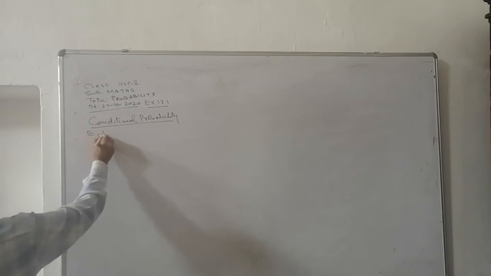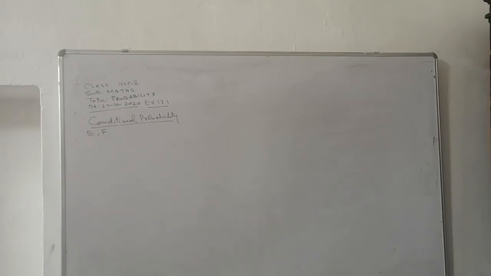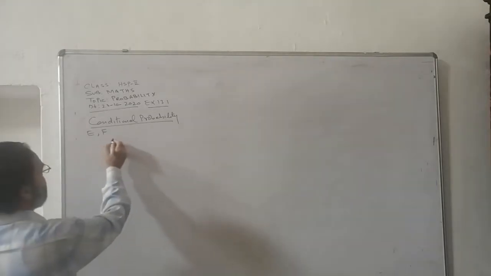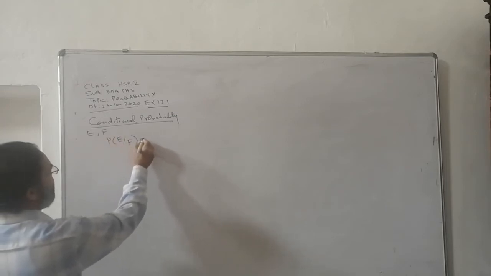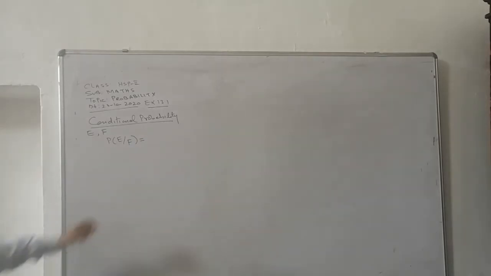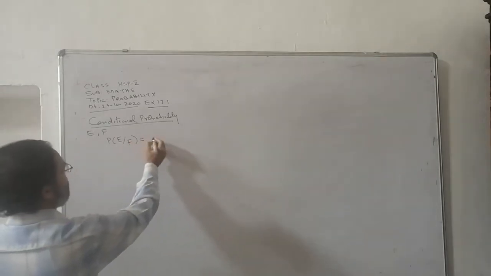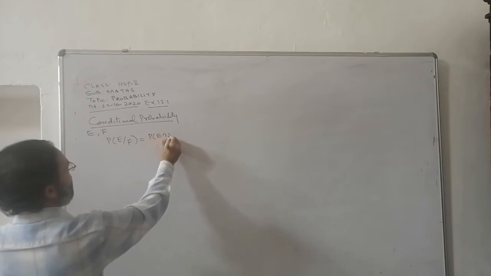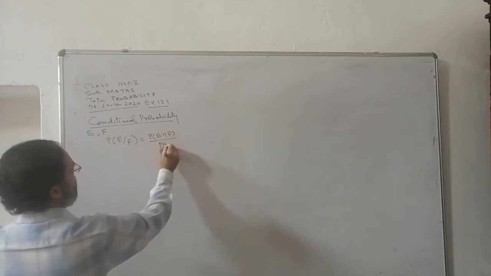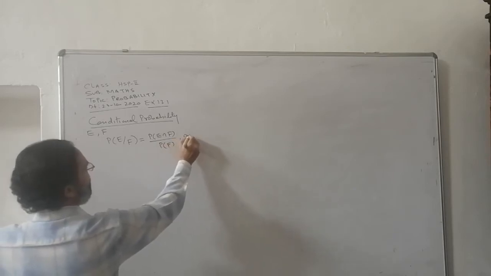According to the definition of conditional probability, if we have two events E and F of a random experiment, the conditional probability of E upon F, that is the conditional probability of event E given event F has taken place, is equal to probability of E intersection F upon probability of F, where probability of F should not equal 0. This is the condition.